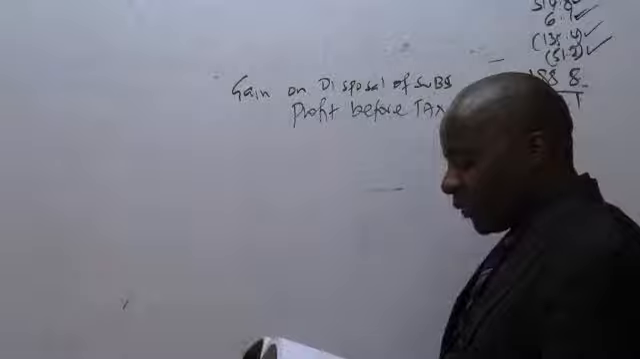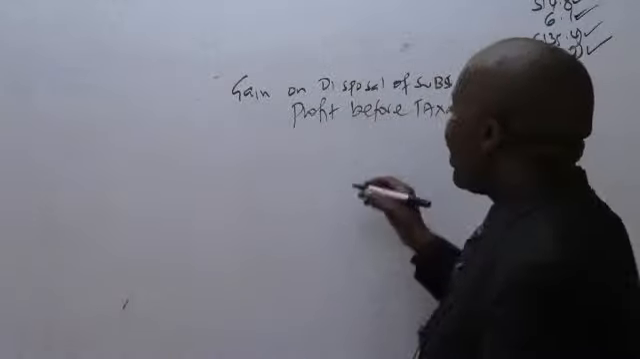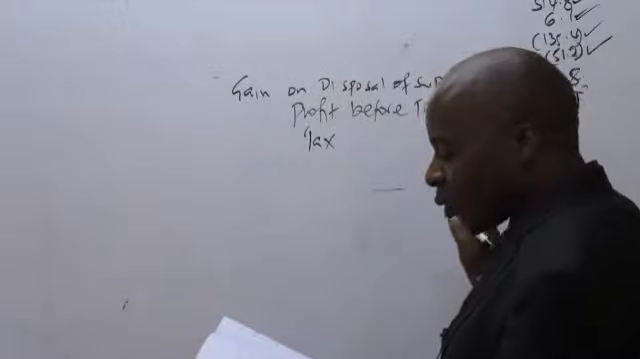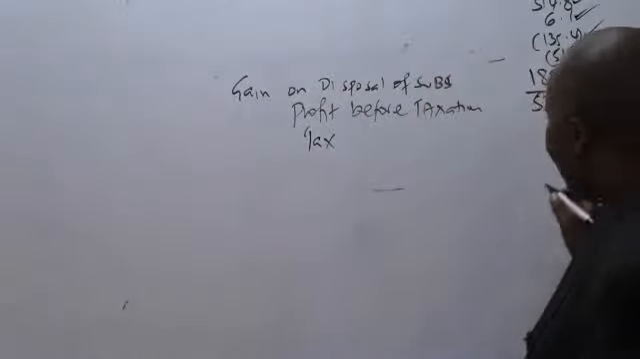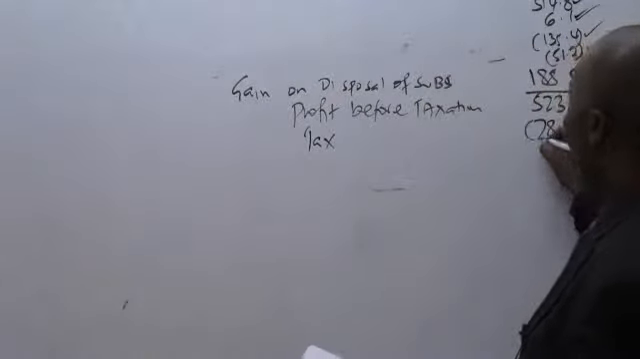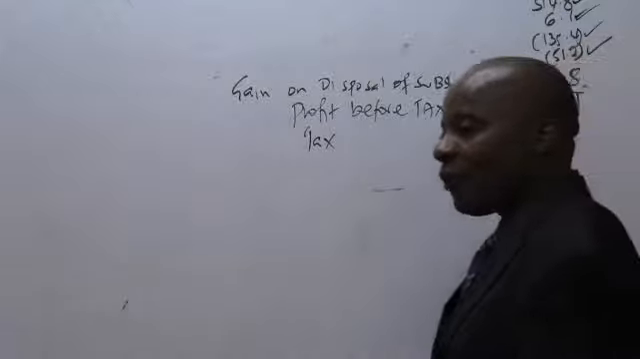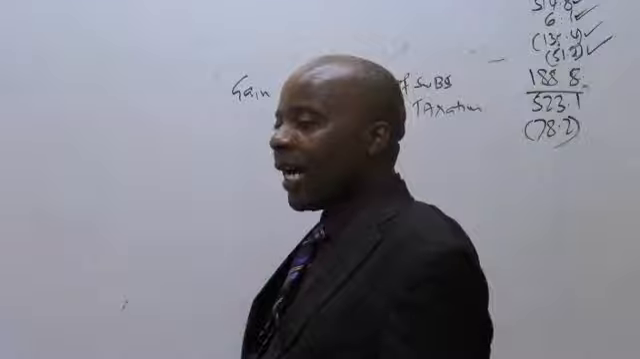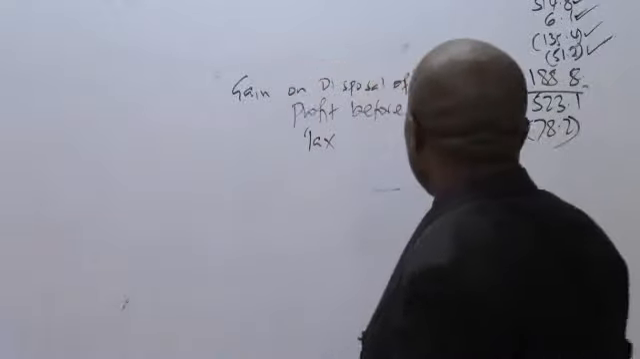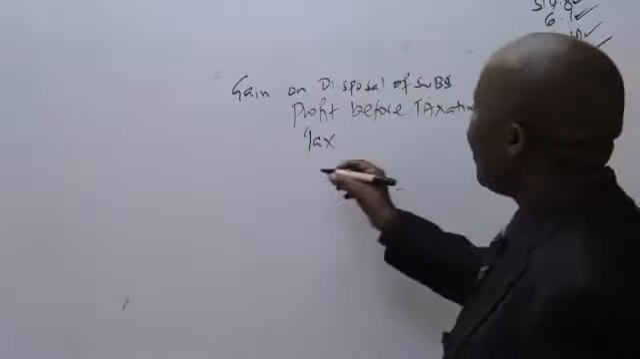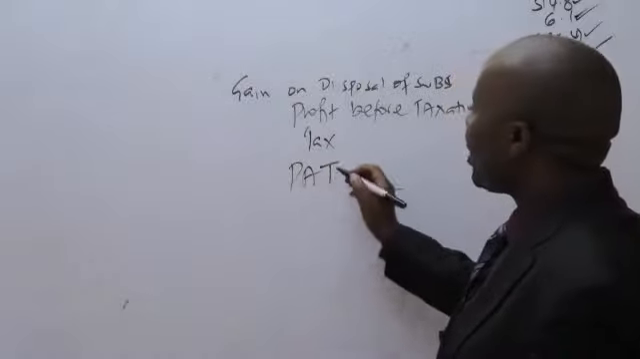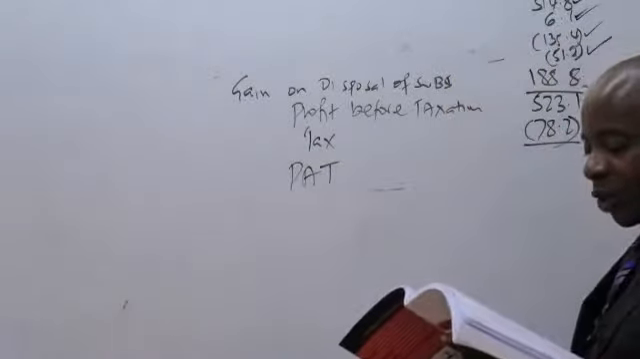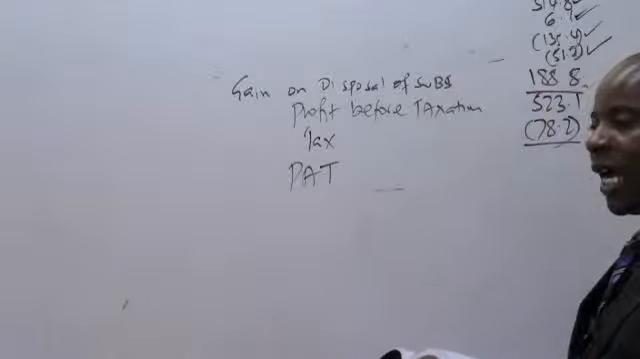So this 523.1, sasa hebu angalieni income tax. Tax tuko na figures already. Ukiziongeza zote, zilikuwa zinakuja 78.2. Hebu confirm. Tax is 78.2. And if it's 78.2, please, could you kindly give me the profit after tax, which is profit for the year.